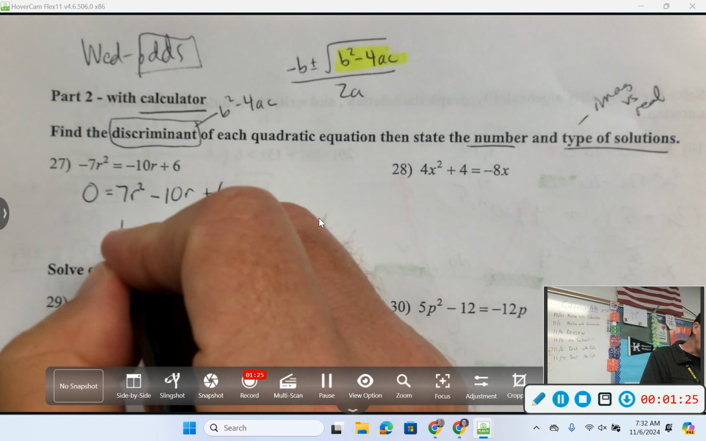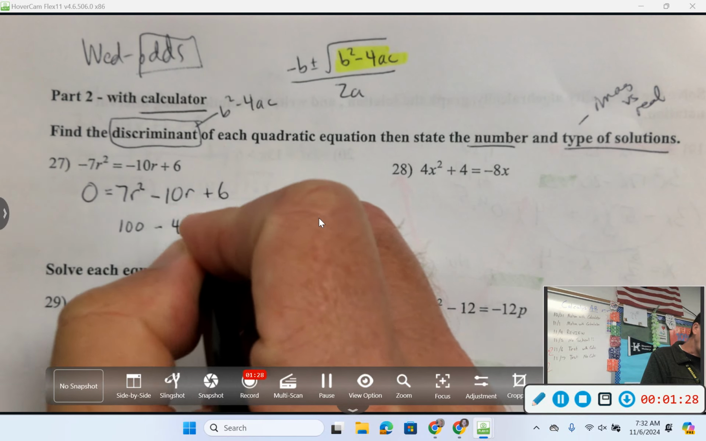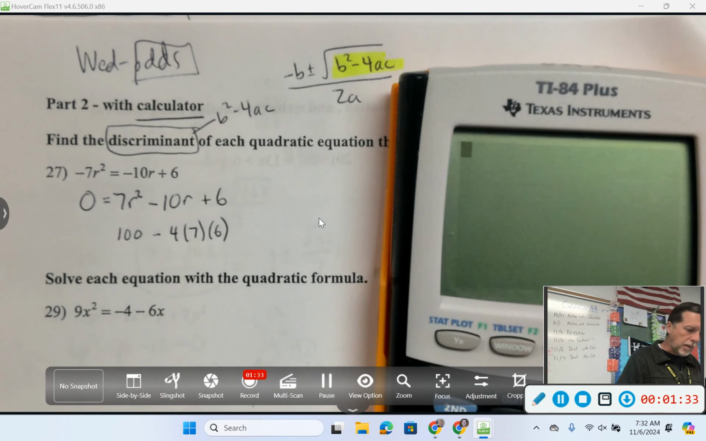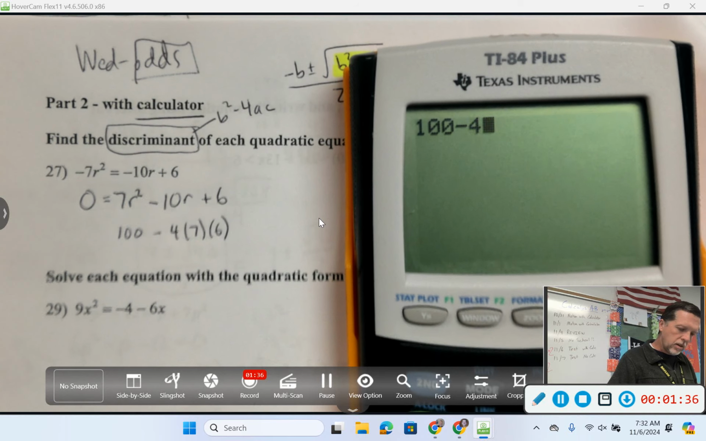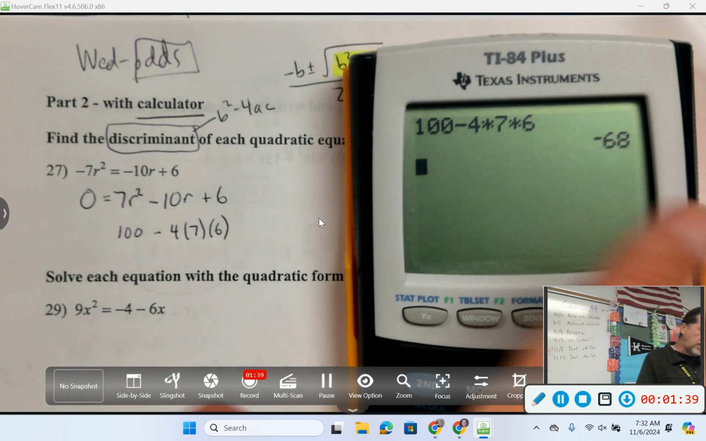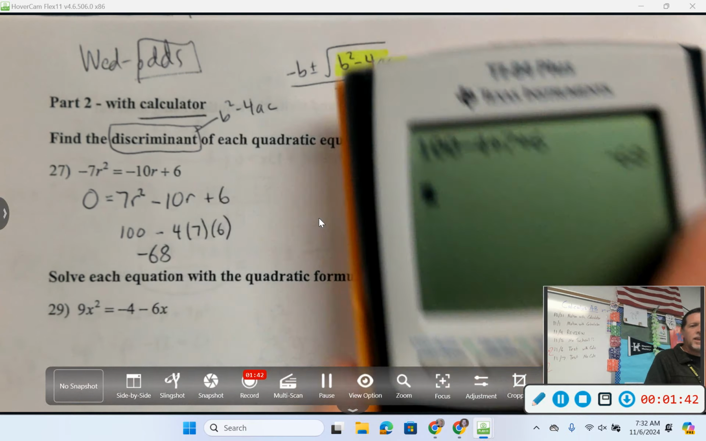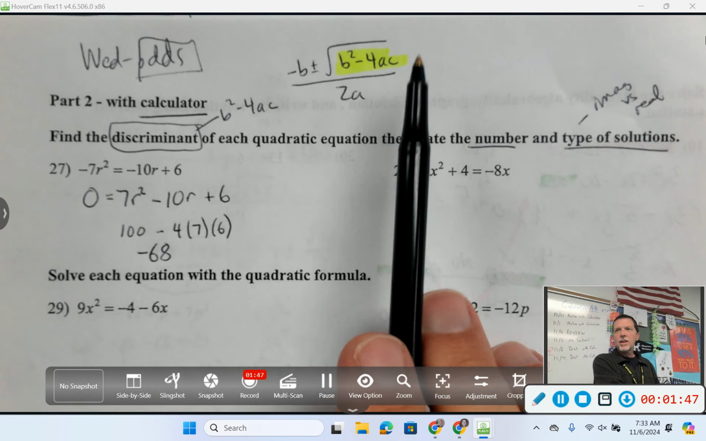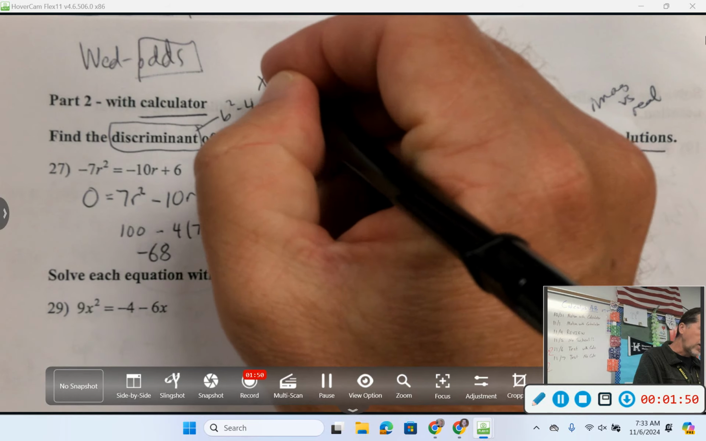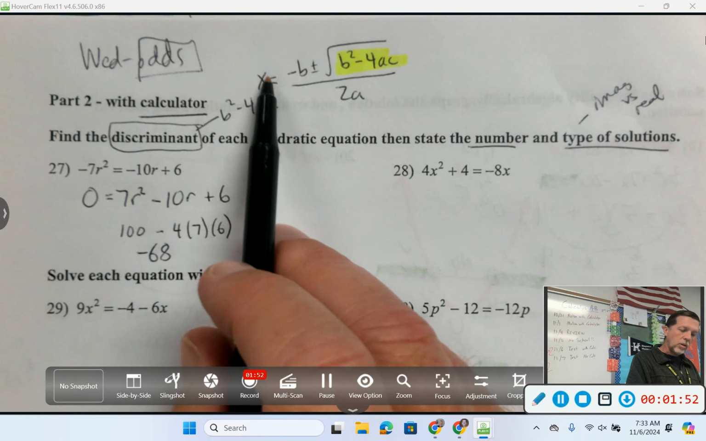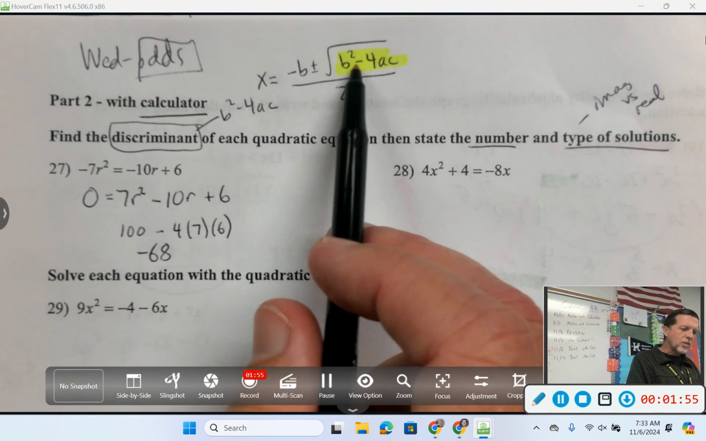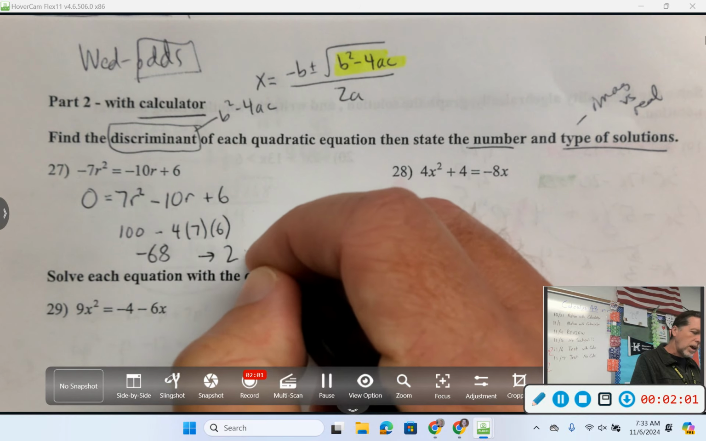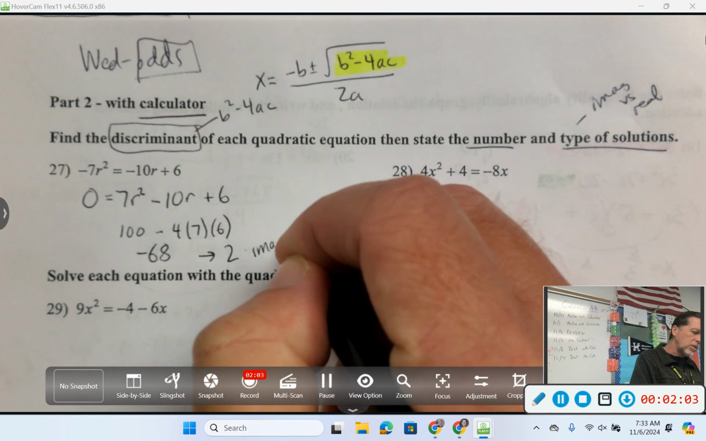So b squared would be 100 minus 4ac. And remember, we have a calculator, so we don't have to worry about messing this up, I hope. Negative 68 is the discriminant. And again, you can memorize what that means, or you can just understand where the meaning comes from by looking at the quadratic formula. So I'd have plus or minus the square root of negative 68. So yeah, that means I'm going to have two imaginary solutions.